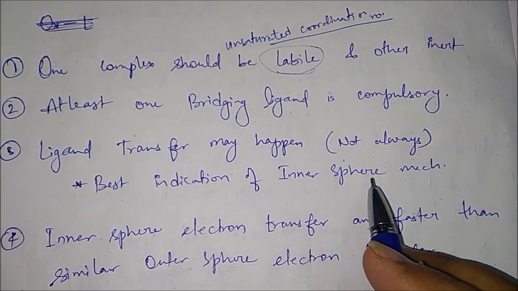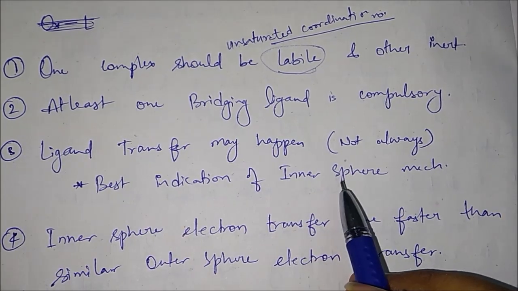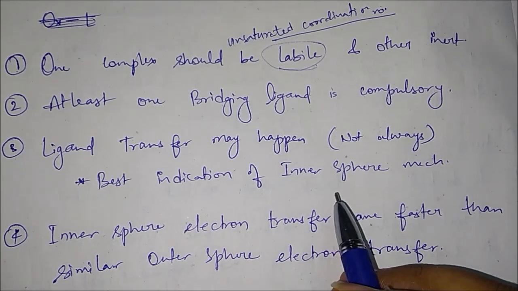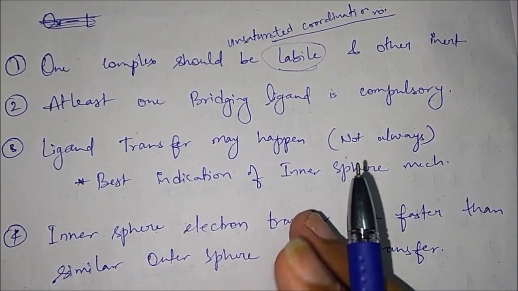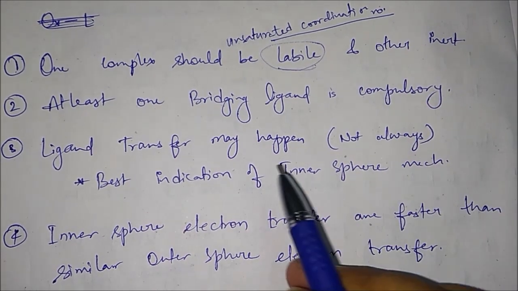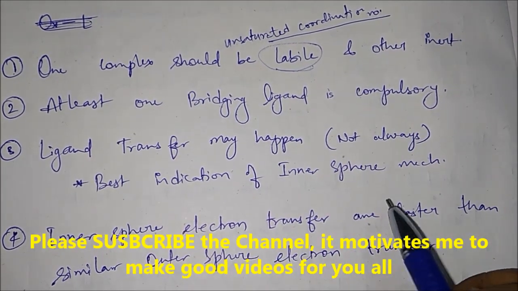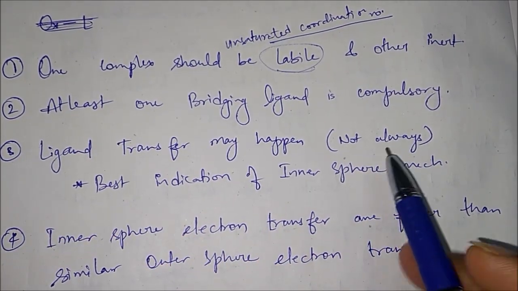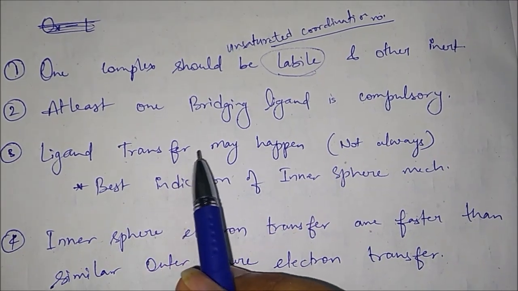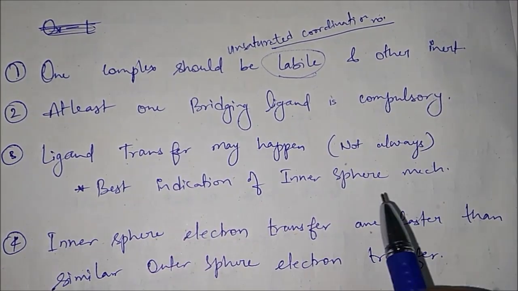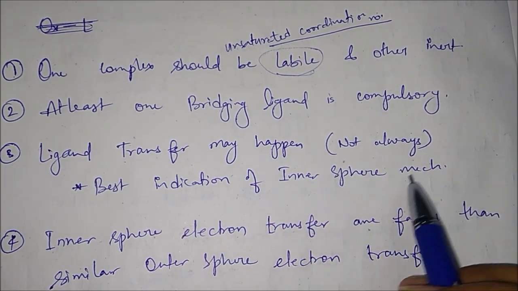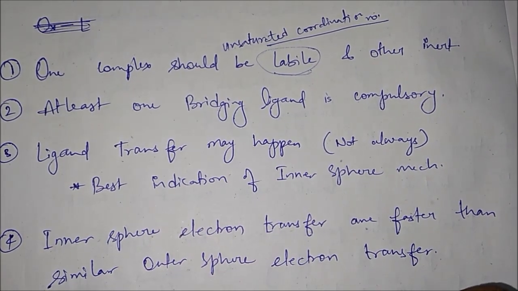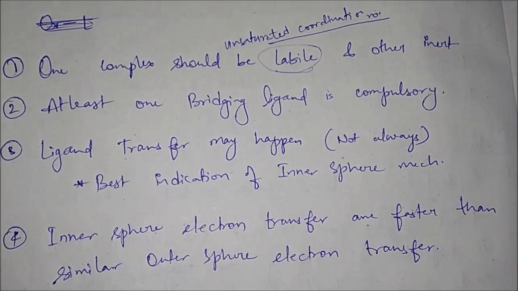So if a question comes asking which of the following mechanisms is there, and you see that ligand transfer is taking place from one complex to the other, then you can blindly tick the inner sphere mechanism. But ligand transfer doesn't always take place. If ligand transfer takes place, then it is 100% the inner sphere mechanism. But it could be that the inner sphere electron transfer mechanism is taking place, yet ligand transfer does not take place. I will tell you with examples as well, so just wait for that.